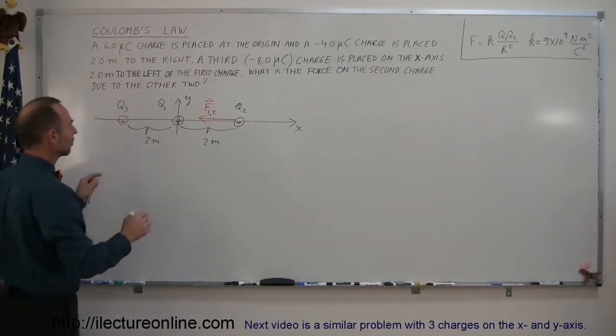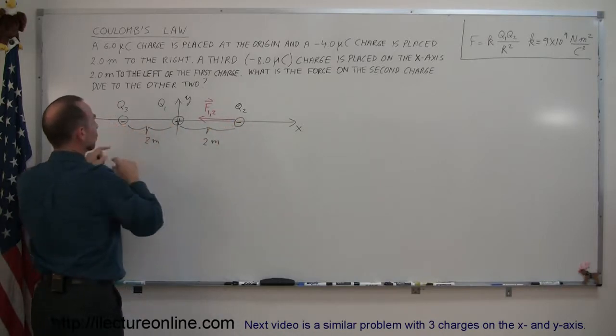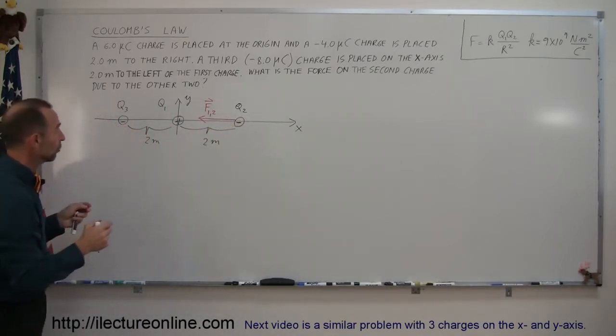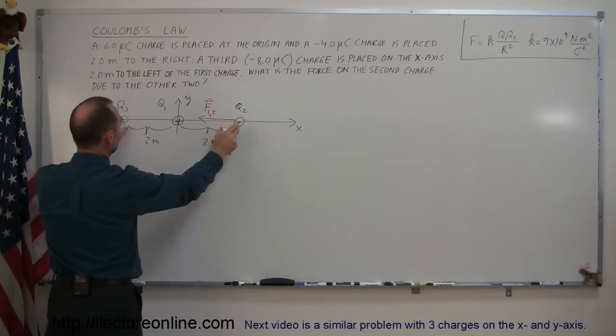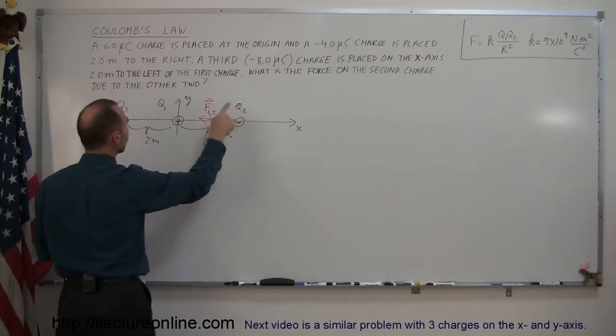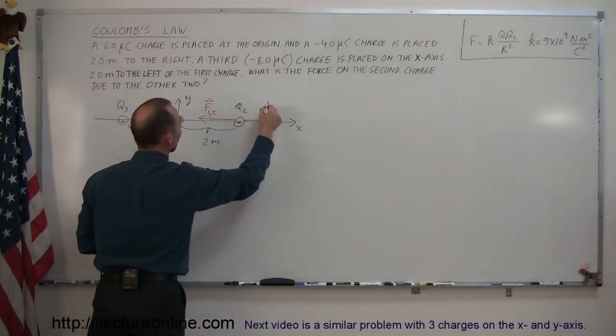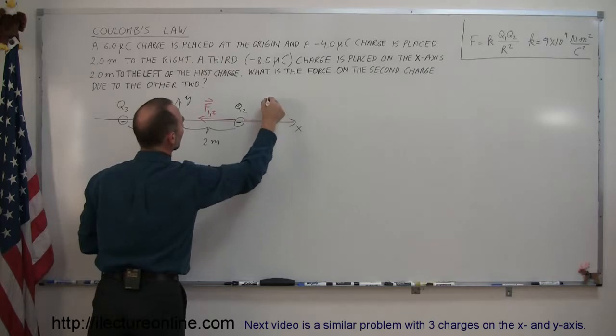All right, now we're going to consider these two forces. What is the force on Q2 due to the presence of Q3? Now these two charges are negative, so they oppose each other, or they repel each other. So the force on Q2 due to the presence of this one should be to the right. So this will be F23 to the right.